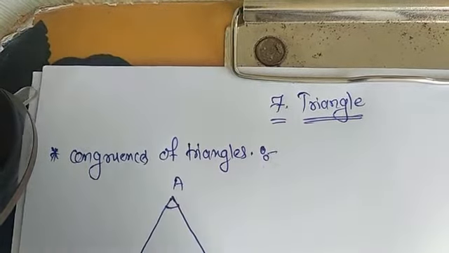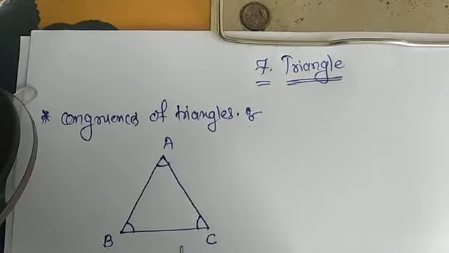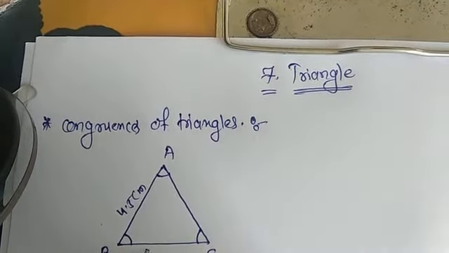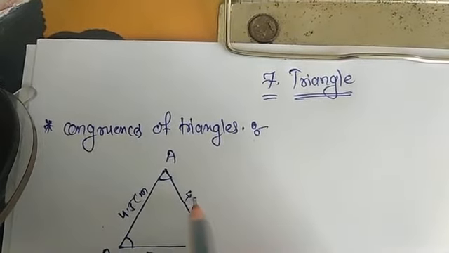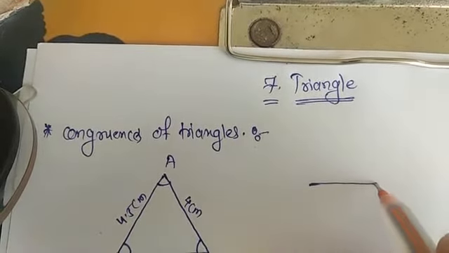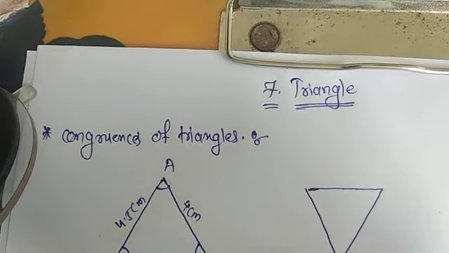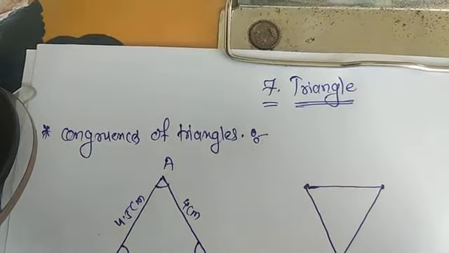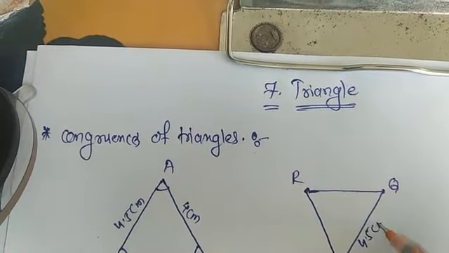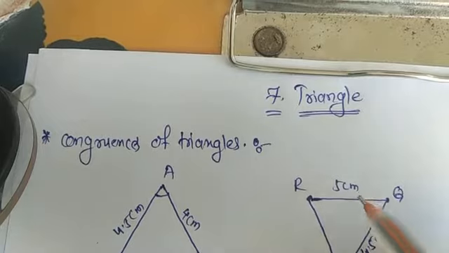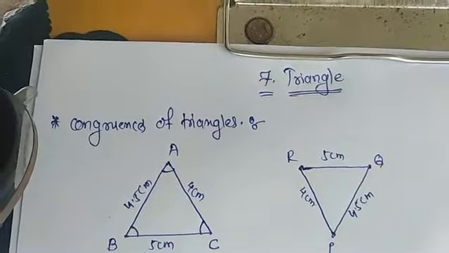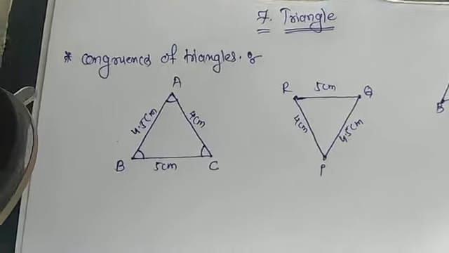So if I consider ABC as a triangle with AB length 4.5 centimeter, BC length 5 centimeter, and AC length 4 centimeter. And the next triangle, PQR, has PQ length 4.5 centimeter, RQ length 5 centimeter and PR length 4 centimeter. Now we have to check whether these two triangles are congruent or not.